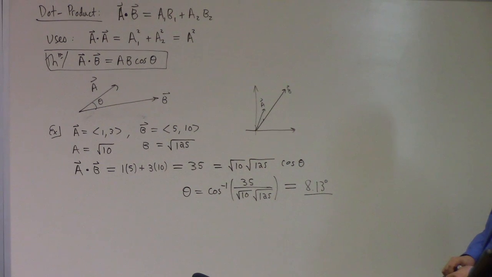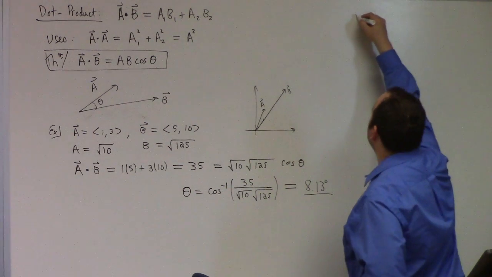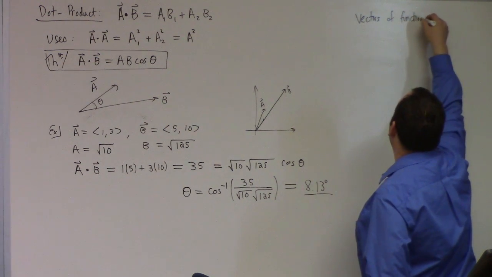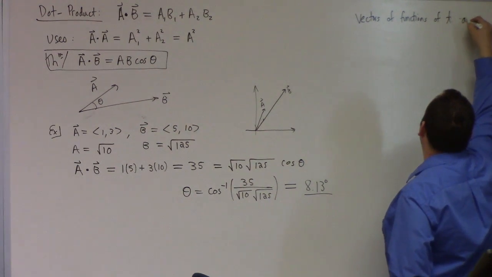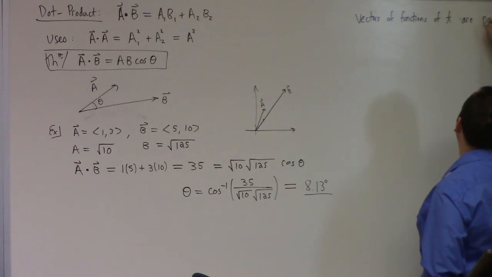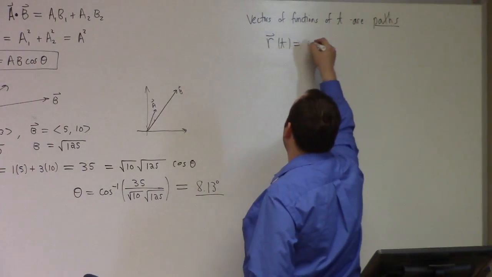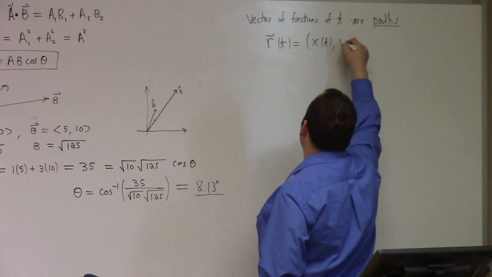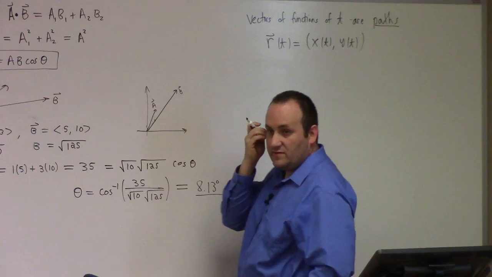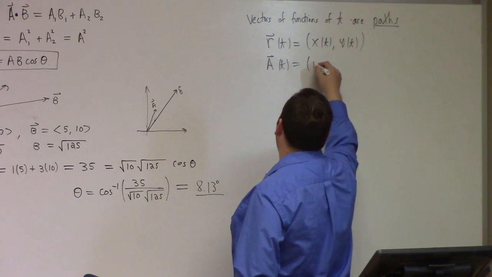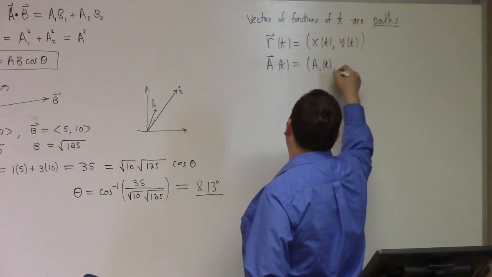What we're really interested in is not just vectors which are static vectors like 1, 3, or 5, 10. We're interested in vectors of functions, right? Because vectors of functions of t are paths, right? So if you think about it, like r of t is x of t, y of t. That's a vector of functions. But I could just as well write it like this, like a of t is a1 of t, a2 of t.